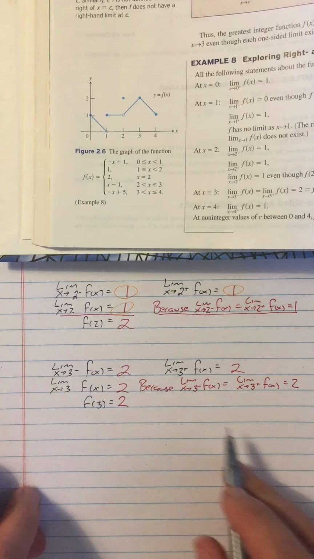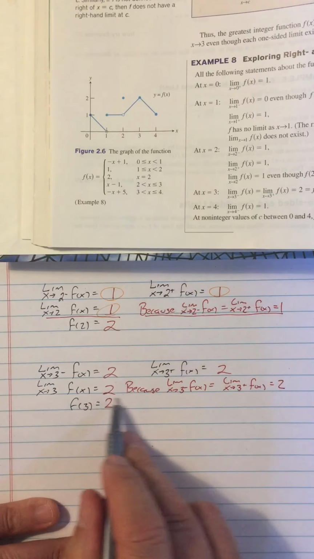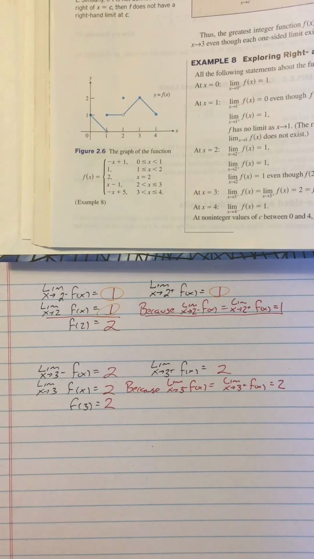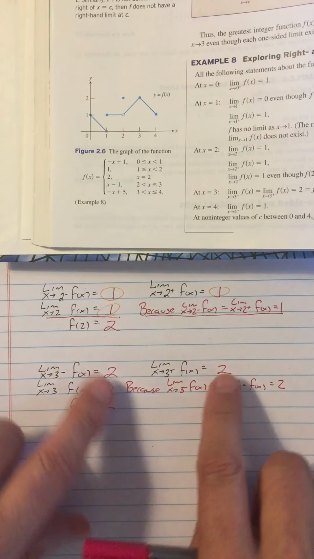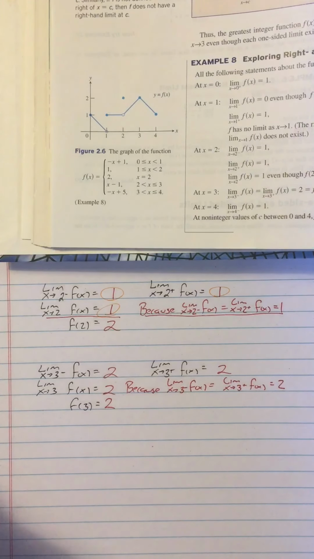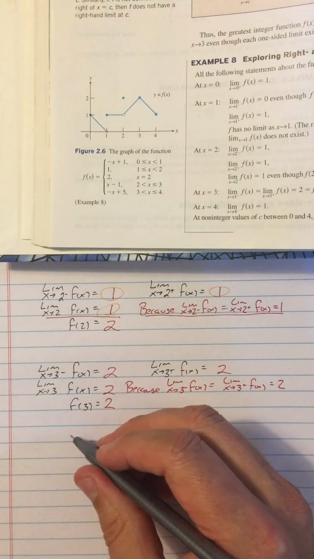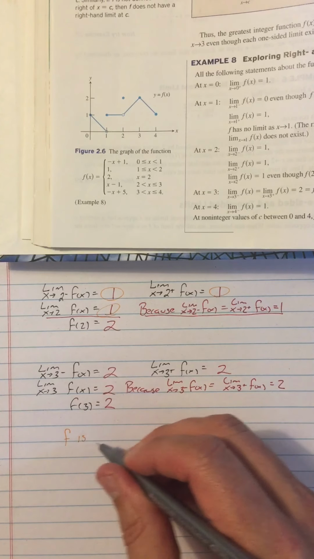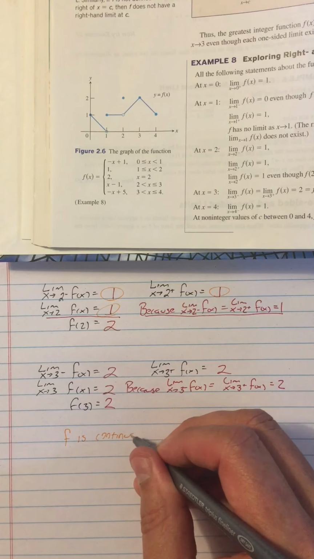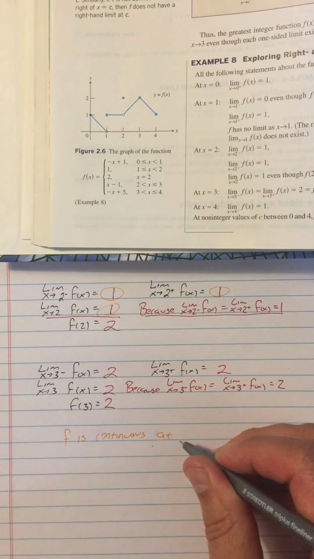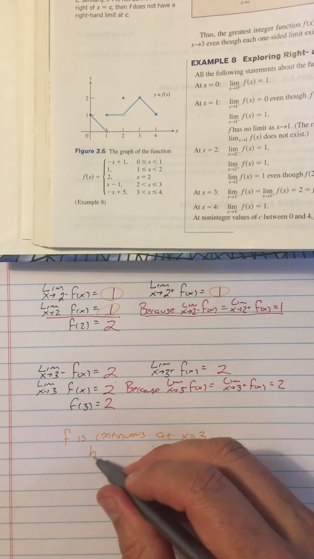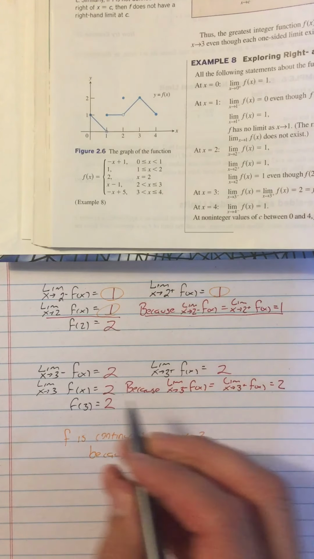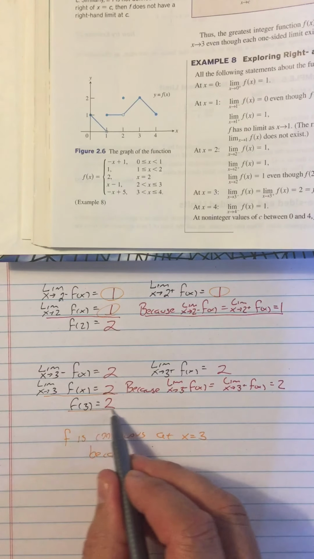All right, so this is a justification of this claim. Now this one where some of them were different is different from this one where they're all the same. So when all these values are the same, we can say something special about the function f. And what we're going to say is that f is continuous at x equals 3. And the justification for that is because the limit value is equal to the function value.